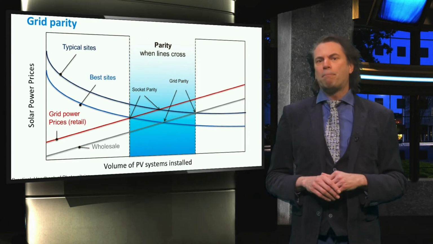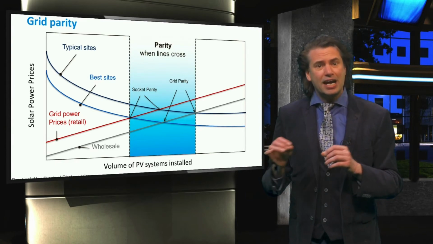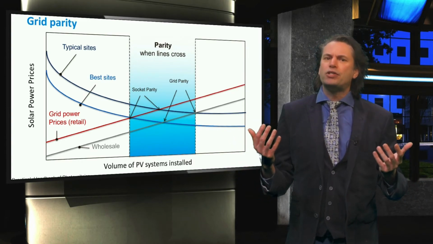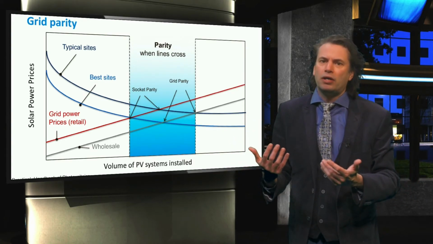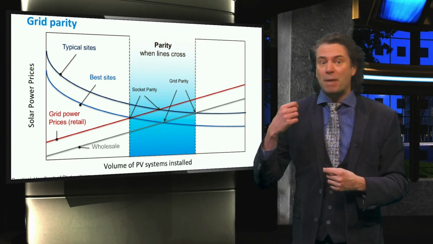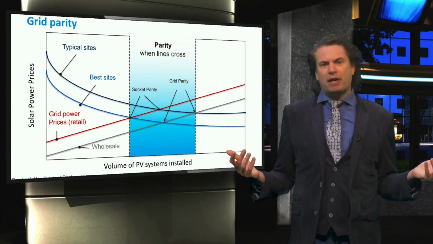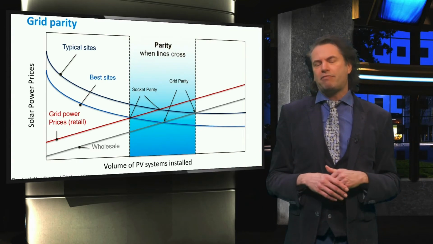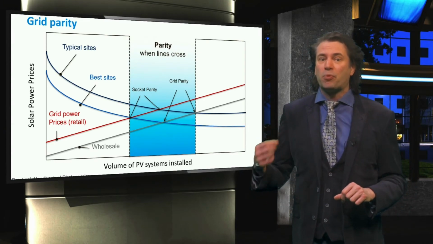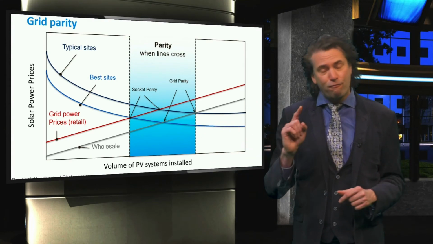Two other important concepts related to the levelized cost of electricity are grid and socket parity. Reaching grid parity is the point where investing in solar power becomes economically desirable as the investor will make money over the lifetime of a PV system. Socket parity refers to the moment when the levelized cost of electricity of solar becomes lower than the retail price of electricity, that is the price that consumers pay for electricity.